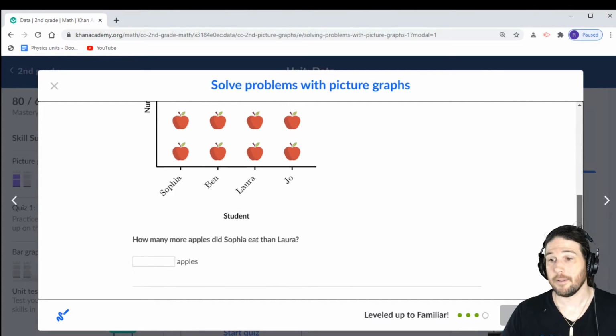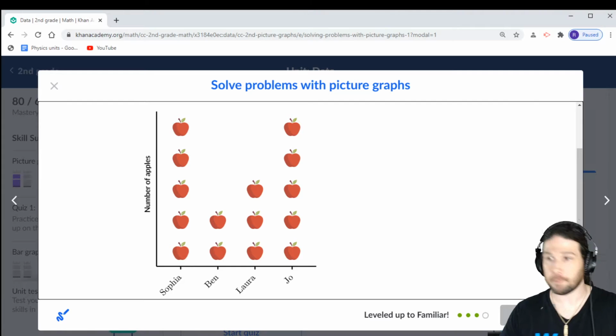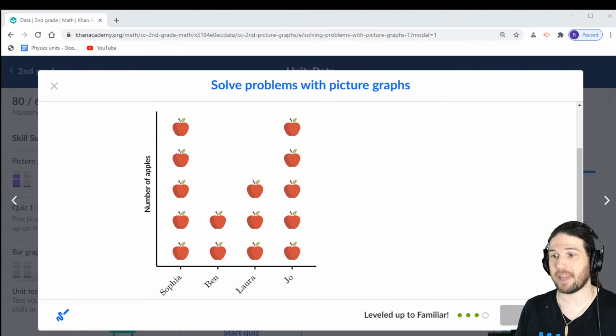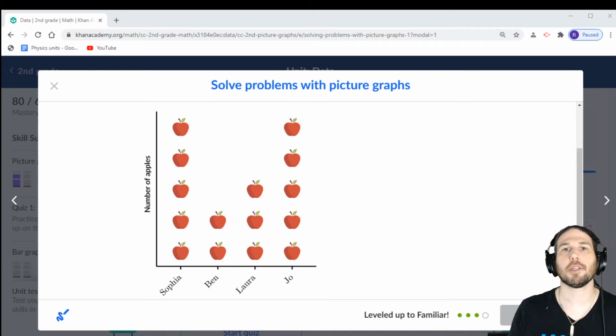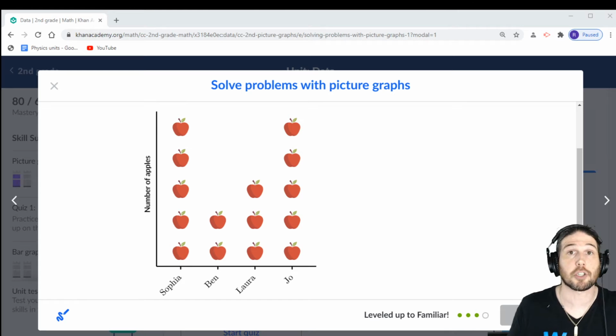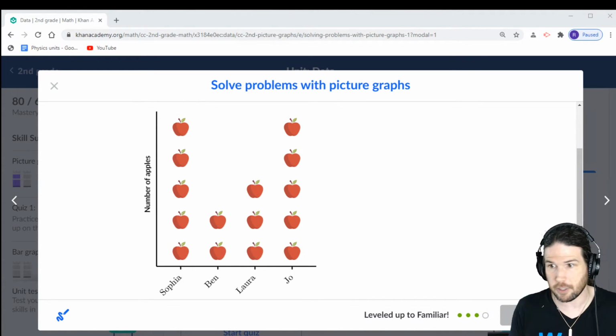When we talk about how many more one person ate than another, that is a subtraction problem. So mathematically what we're doing is 5 minus 3 equals 2. But visually, without having to do the math, because so much of math is about avoiding doing math. It's kind of ridiculous how much of math exists just to prevent you from having to do more math.